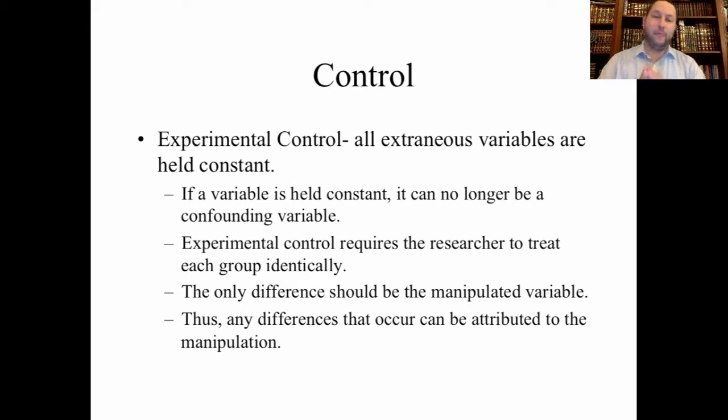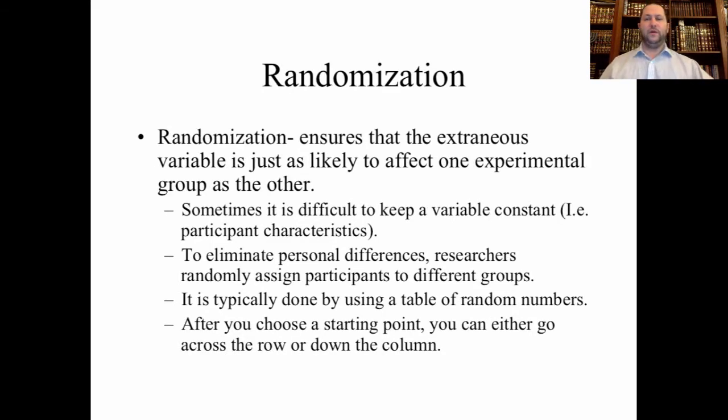But there's one problem. When doing experiments, we're dealing with multiple organisms. So whether we're looking at multiple animals or multiple humans, no two people are identical. Even identical twins are not truly identical. So there are going to be differences. So how do you handle those personal differences?